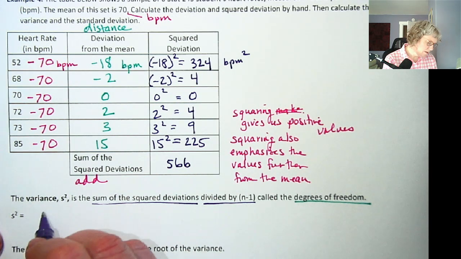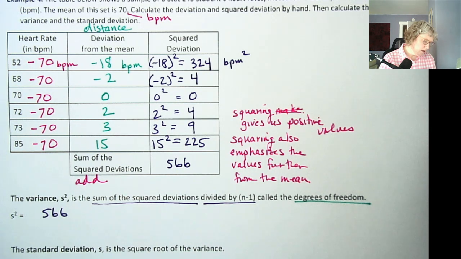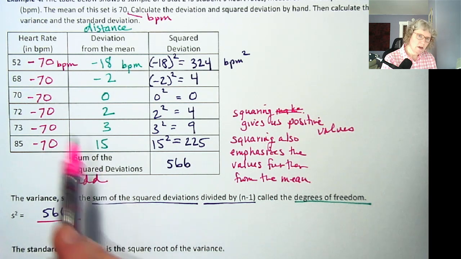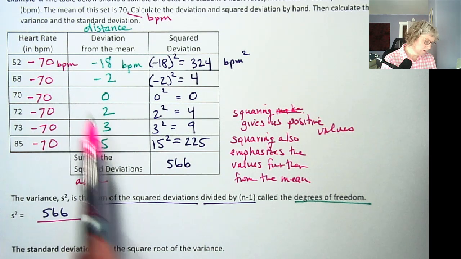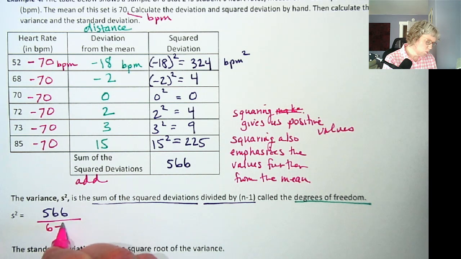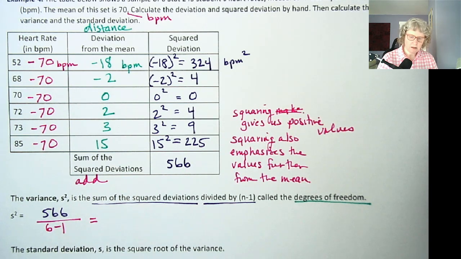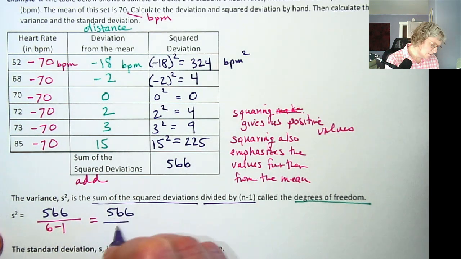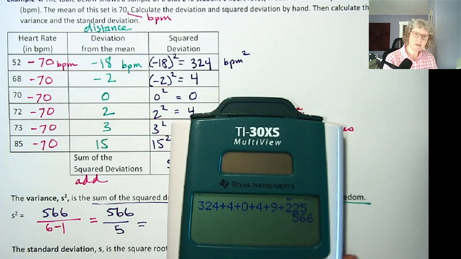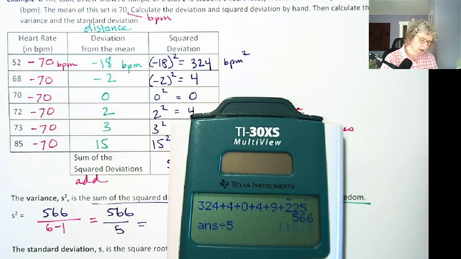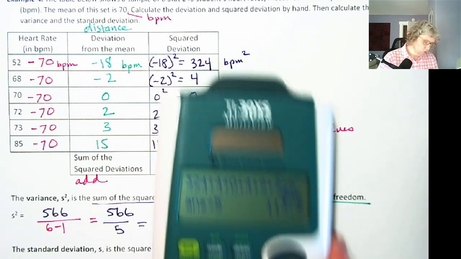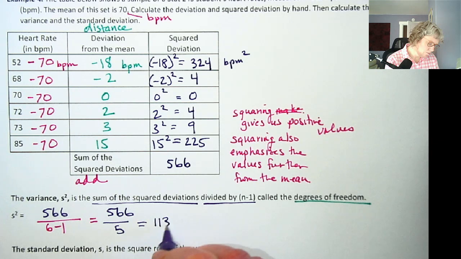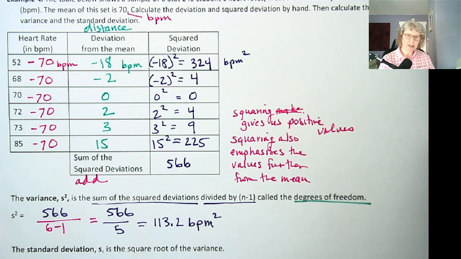So it's this sum of the squared deviations divided by n minus 1. It's 566, the number we got from our table. And then how many values did we have? We had 1, 2, 3, 4, 5, 6. So we're going to divide by 6 minus 1, or in other words, 5. So I'm going to rewrite it as 566 divided by 5. Let's see what that is. Divided by 5, 113.2. Oh, sorry, I'm in the variance, so it's not beats per minute yet.